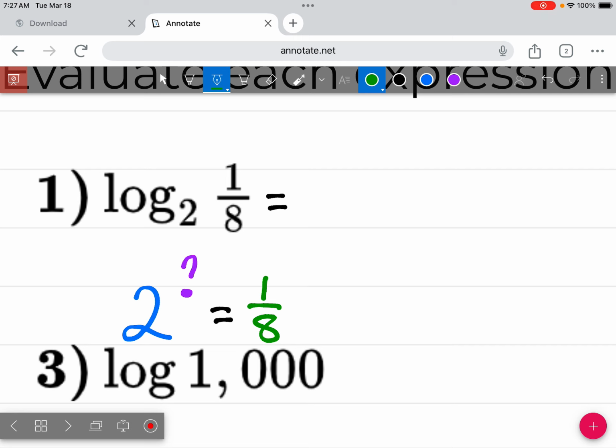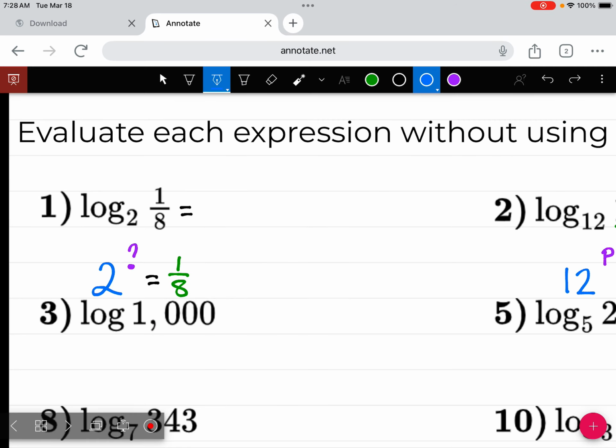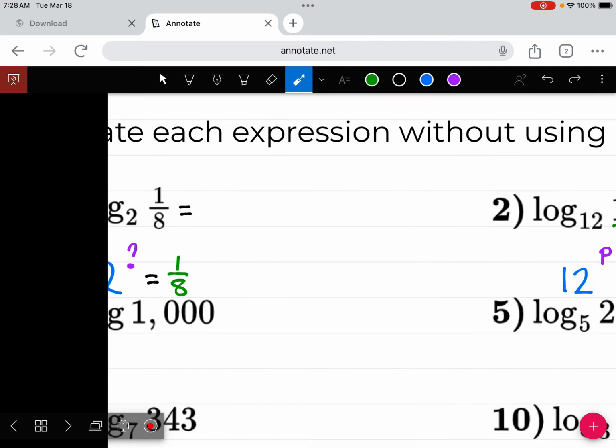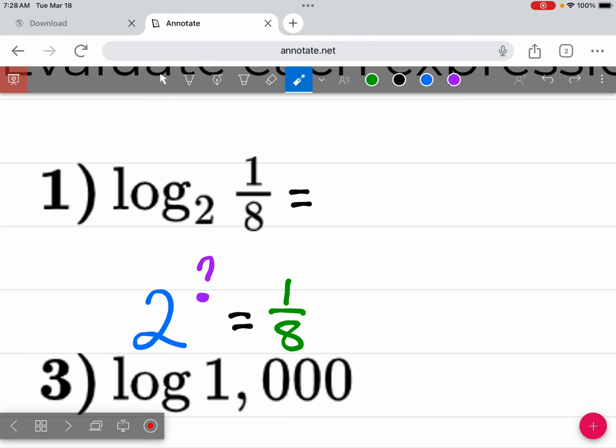What do you think? That would be our base. You're talking on number 2? We were thinking through this bit: 12 to what power gives us the 144?